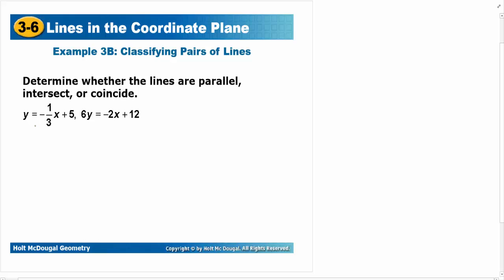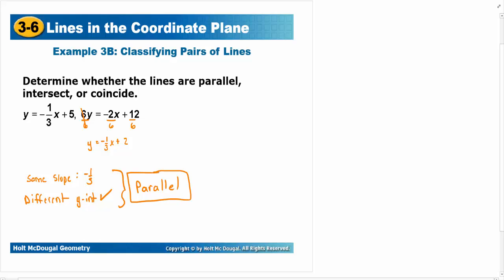Alright, next up, I have one equation that's in slope-intercept form, but this one's not, and I can't compare the slopes without solving this for y. So let's do that. Let's get it into slope-intercept form by dividing everything by 6. So this would be y equals negative 2 over 6, which is negative 1/3 x, and 12 over 6 is plus 2. So in this case, it looks like I have the same slope, which is negative 1/3, and I do have different y-intercepts. If I have the same slope and different y-intercepts, these are going to be parallel. Remember, if they had the same y-intercept, they'd be coinciding, but they don't. One is at 5, one's at 2. So parallel lines.